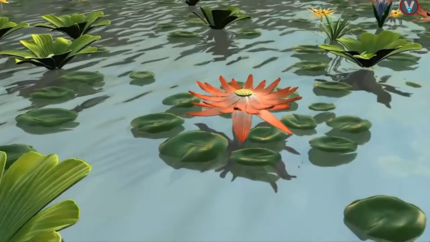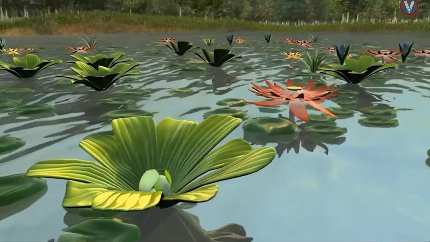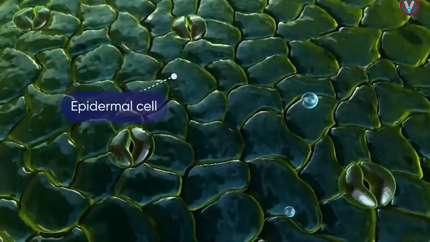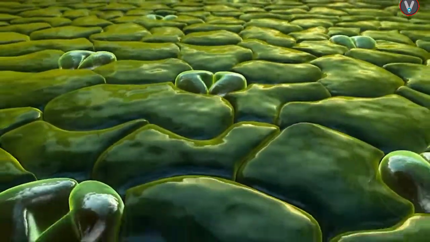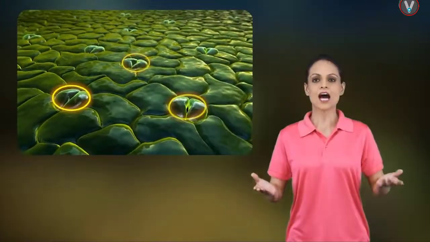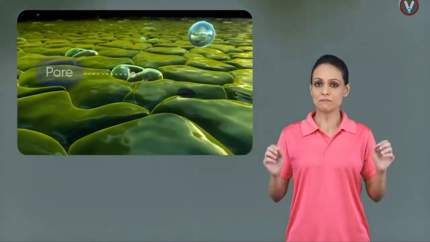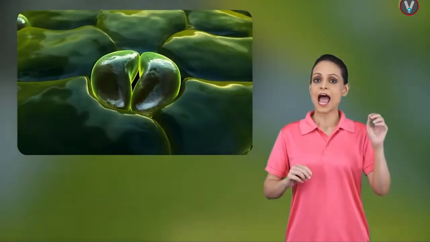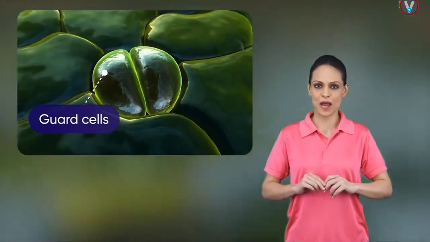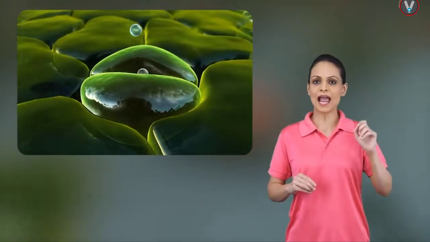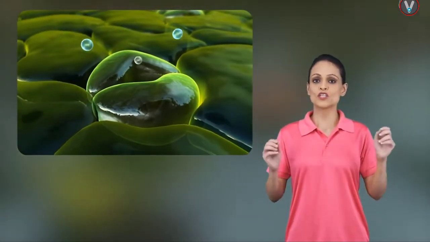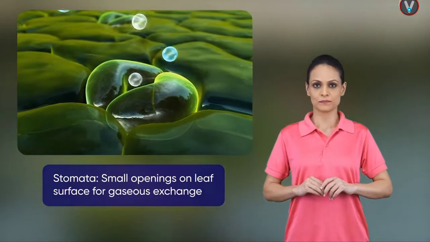If we zoom out and observe the surface of a lake, we will find numerous floating plants. A magnified view of the leaf surface shows the presence of epidermal cells and numerous round-shaped openings. These are the stomata. A closer look at the stomata shows that it is made up of a pore in the center and two bean-shaped guard cells surrounding it. These guard cells help in controlling the opening and the closing of the stomata, which help in the gaseous exchange.